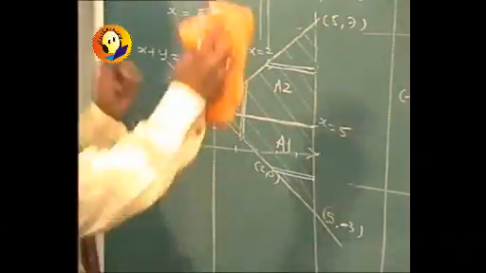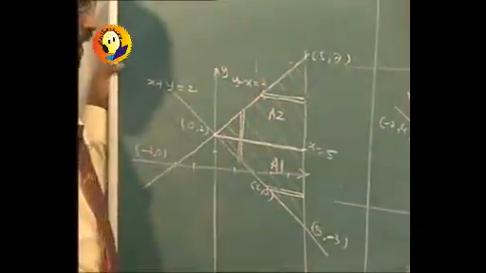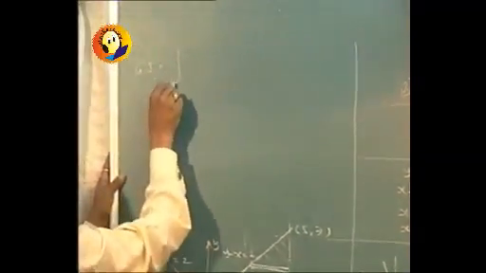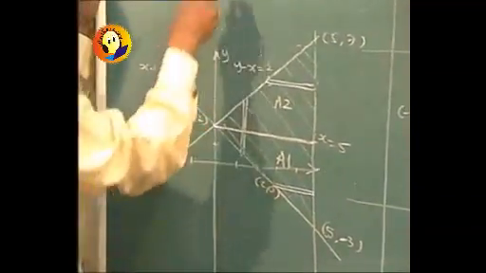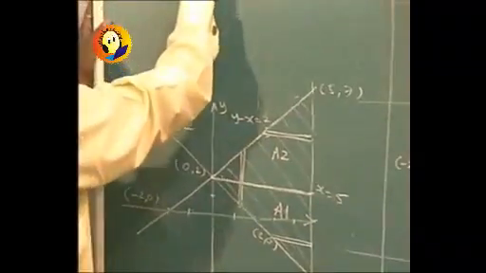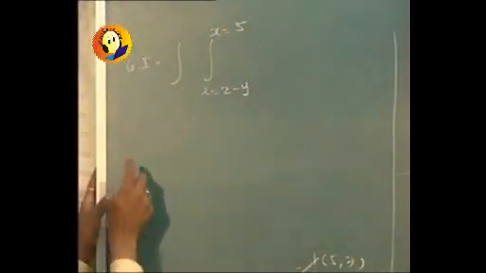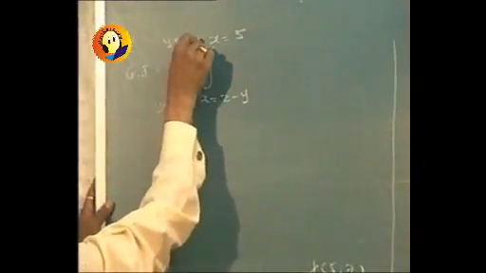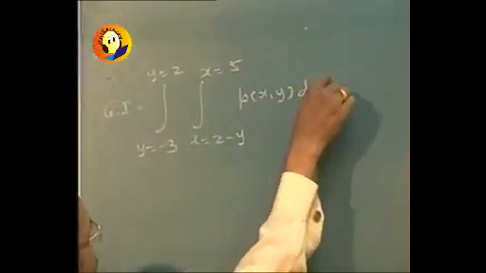And the answer can now be written in a straightforward manner. After changing the order of integration, the given integral can be written as, first of all, area 1. So it will be x coordinate from line x plus y equal to 2, that is x equal to 2 minus y, to x equal to 5, and such strips are taken from y equal to minus 3 to y equal to 2. It is p of x comma y dx dy.